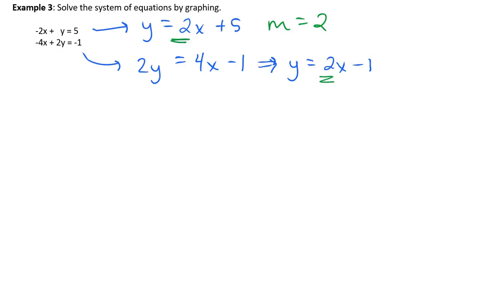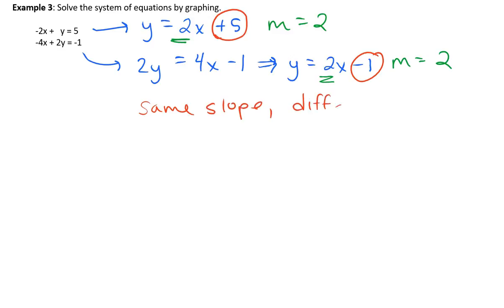And the slope on the second equation is also positive 2. So this means that we have either parallel lines or lines that are identical. Now, to determine if we have parallel lines or identical lines, we look at the y-intercept. The first equation has a y-intercept of 5, and the second equation has a y-intercept of negative 1. So this means that we have the same slope but different y-intercepts. So we must have two parallel lines.